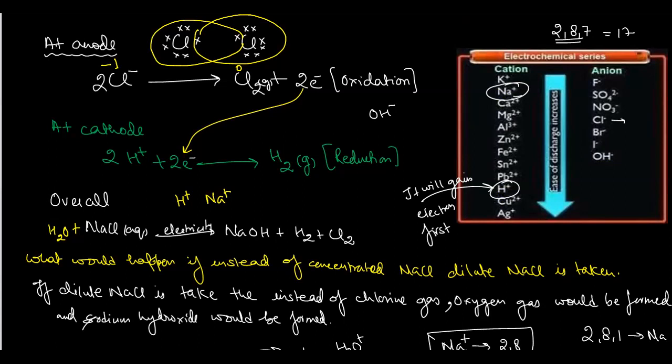So if I'm talking about this one, out of sodium and hydrogen, which will gain the electron first? Hydrogen will gain the electron first rather than sodium, because sodium needs more energy to gain an electron because it is already stable. Sodium की electronic configuration होती है 2, 8, 1. So when it loses its one electron, it will form Na positive ion. Now it has a stable electronic configuration of 2, 8.